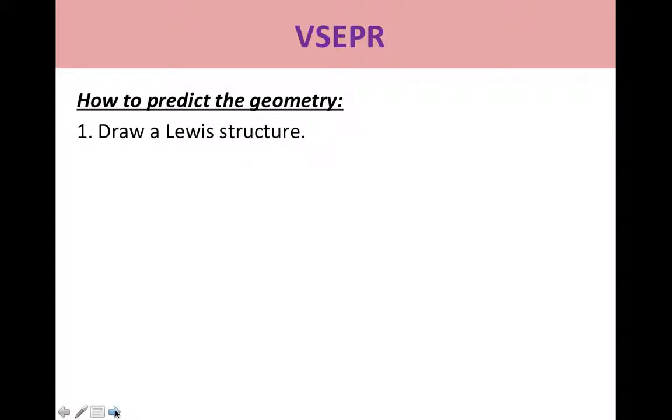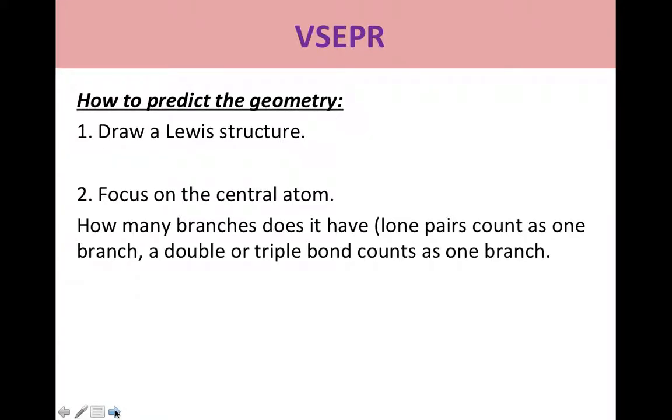So how do we predict geometry? First thing you're going to do is draw the Lewis structure. Focus on the central atom. Look at how many branches it has. A lone pair is going to count as 1 branch. A double or a triple bond also only counts as 1 branch. So here, easy mistake to make. Make sure that you understand that a double or a triple bond counts as 1 branch, because a double bond is not going to influence the shape of the molecule.